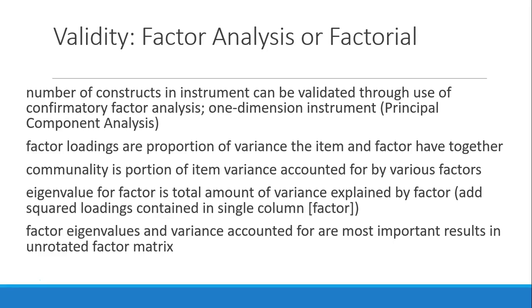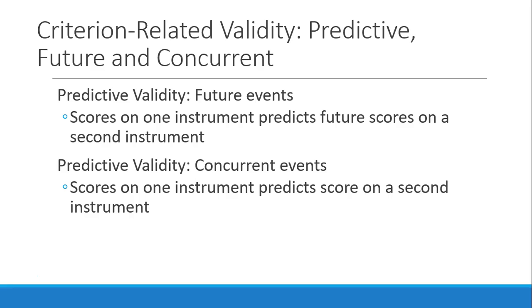So factorial validity is really important. You can do principal components analysis if you have a one-dimension instrument, or factor analysis if you have more than one subscale. You look at the factor loadings, you look at the communality, and the eigenvalues are very important and can be visually represented on a scree plot. These are really very important in relation to an unrotated factor matrix.